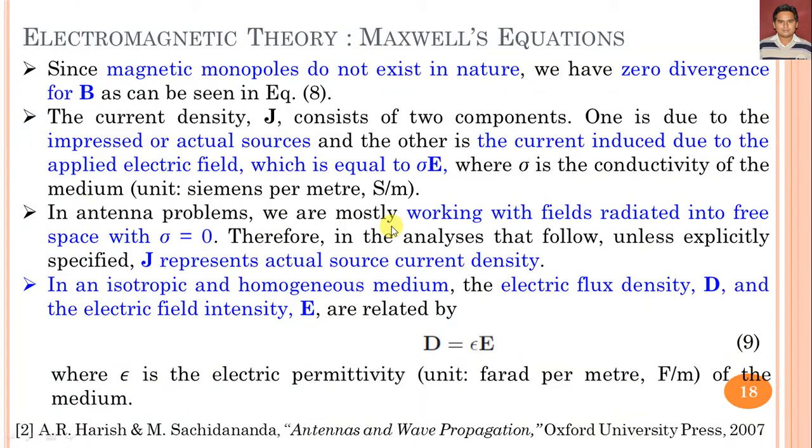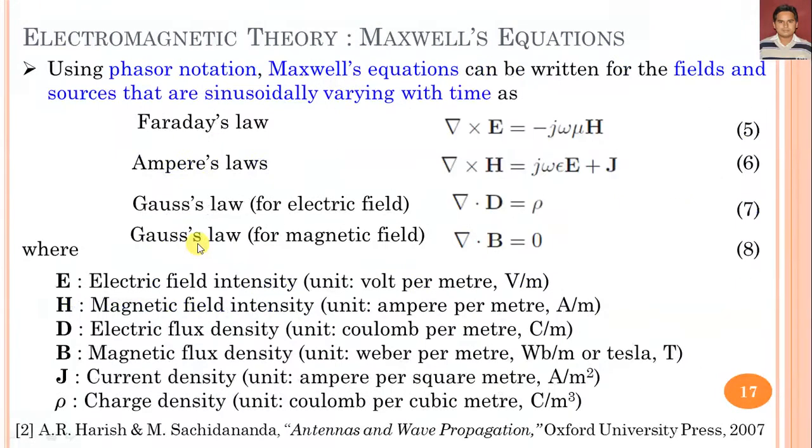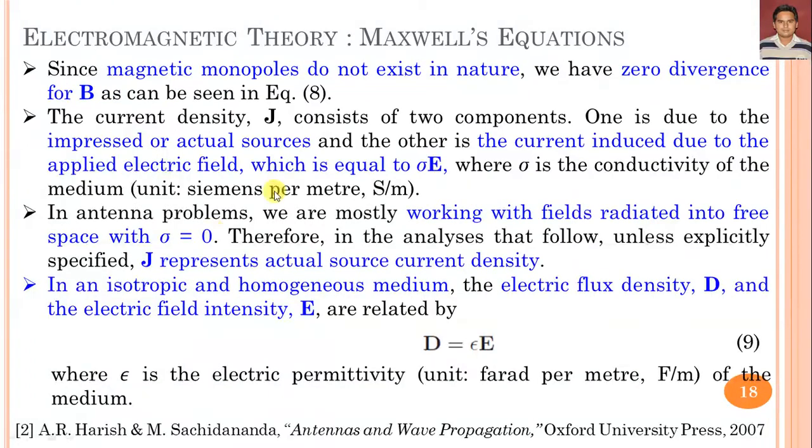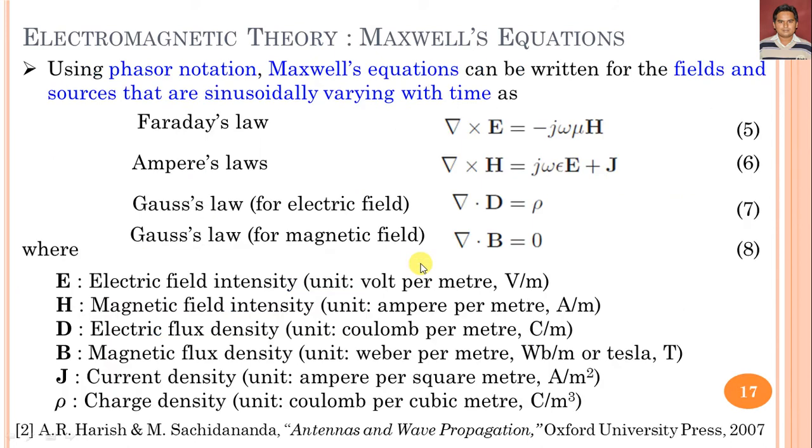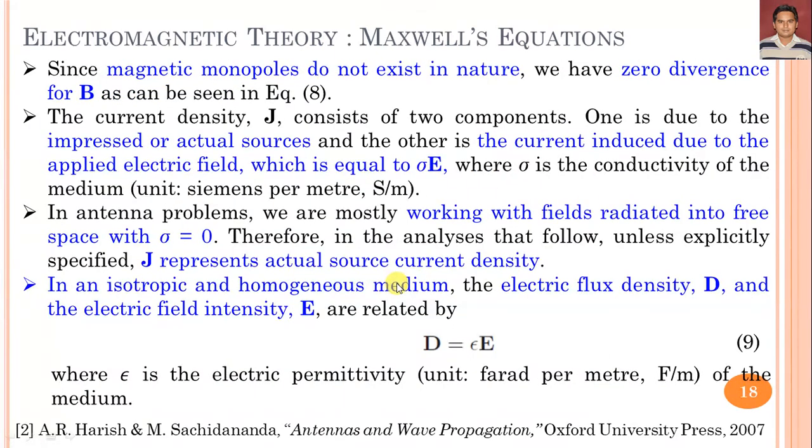In antenna problems, we mostly work with the field radiated into free space by the antenna. In that case, we always consider sigma equal to 0, and for simplicity we use the Maxwell second equation, in which we consider J to be generated by the actual current density. So simply we can say del cross H is equal to J.